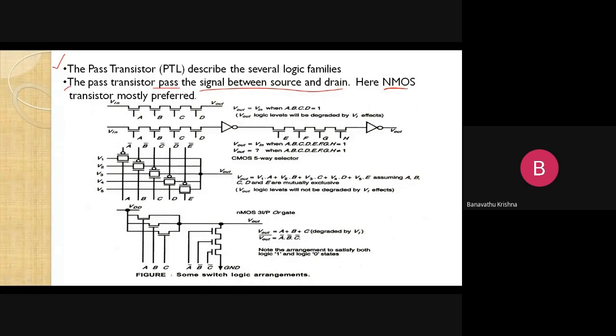Okay, and let us see here. I want to make the AND gate connection here. How is the AND gate connection going to be made by using this pass transistor? Let us see in this first case diagram.